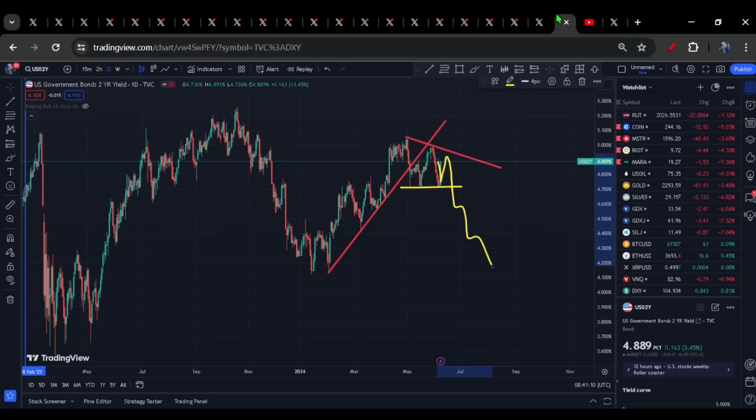So my point is simply that we have to be open to all outcomes. We have to know our invalidation levels, such as the breakout levels. Where do we break out bullishly? Where do we break down bearishly? And of course, we know the implications of both of those directional changes. But for now, we are stuck in this sideways range.